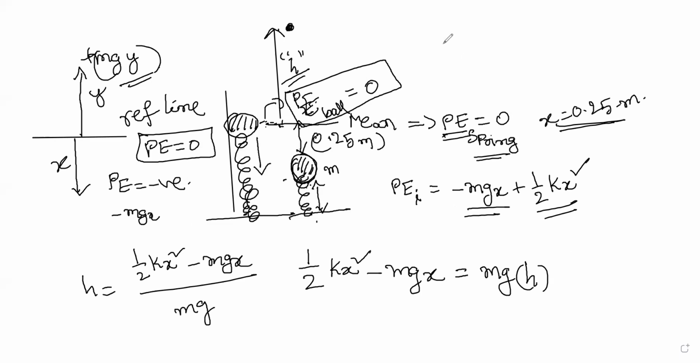You can calculate this: half kx square is half into the value of k. The force constant is about 1.8 into 10 cube. So x square is 0.25 whole square. Next, minus mgx. The mass of the object is like 0.4, right? The ball is having a mass of 0.4, I think. If I'm not wrong, what is the mass of the ball they have given?